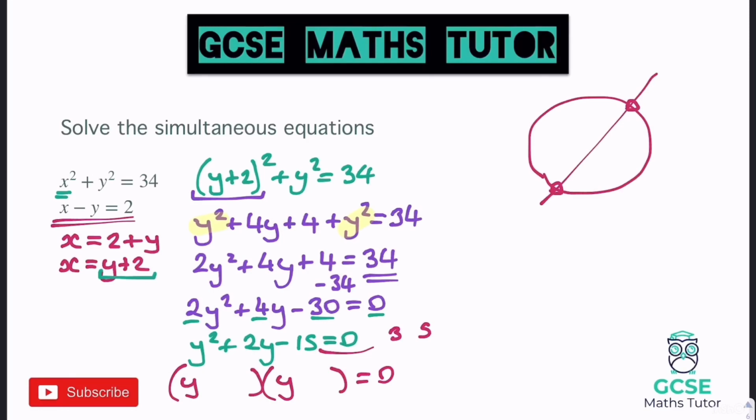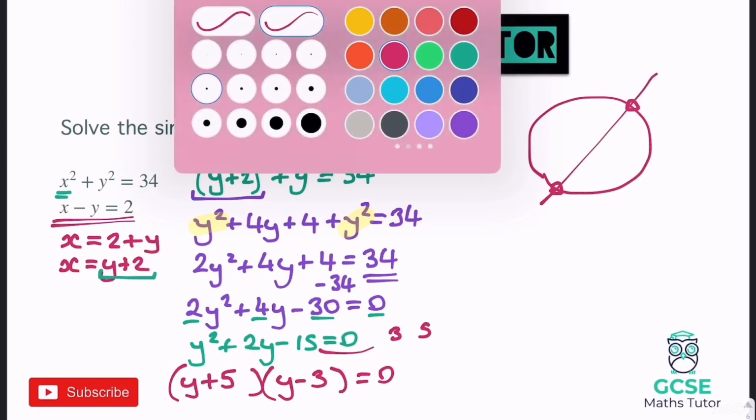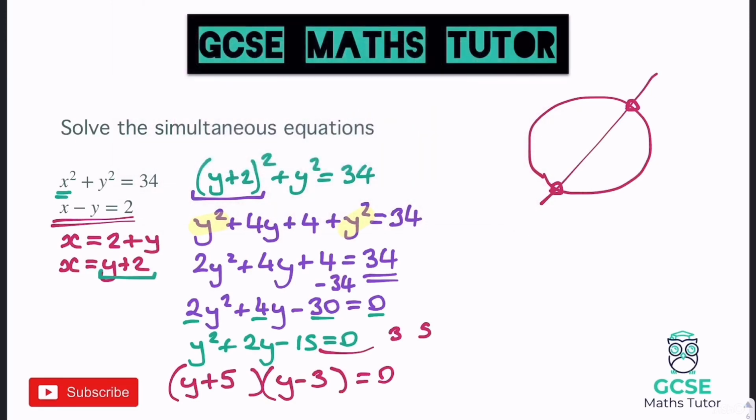And in order to make 2, we need plus 5 minus 3, and that's going to give us positive 2 in the middle. So we've got two solutions going on here. Obviously it's just these numbers in the brackets, but flip the symbols. So we've got y equals negative 5, and we've also got y equals 3. So there's our two y solutions. We now just need to find our x solutions.